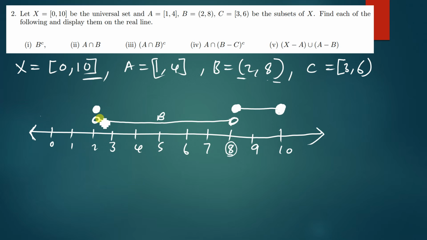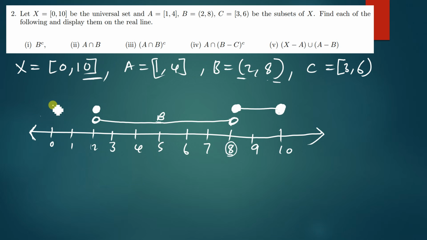Yeah, the list of elements that are not part of that given set. It can be set A, set B, set C. So the list of elements that are not in set A but present in the universal set. Okay, so we shade there because 2 is not part of set B, meaning it's part of the complement.